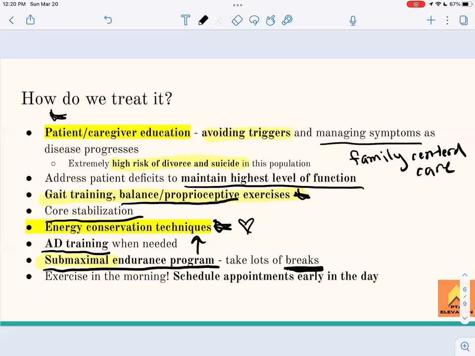And here's another fun little fact: schedule everything in the morning. My MS patient that I like to treat likes to schedule her appointments at 7 a.m. And I'm like, you know what, girl, you do you. That works. So you want to schedule early in the day to avoid overexertion and fatigue, because as the day goes along, they get more and more fatigued. So schedule appointments early, and then we can make sure that we get them in when it feels good for them.